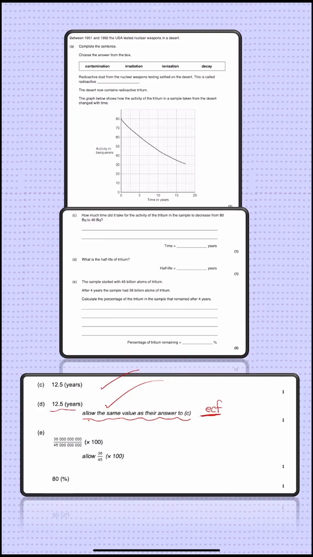And then here, yep, look, here they did 36 billion over 45 billion, but you can just do 36 over 45 times by 100 to get the answer.